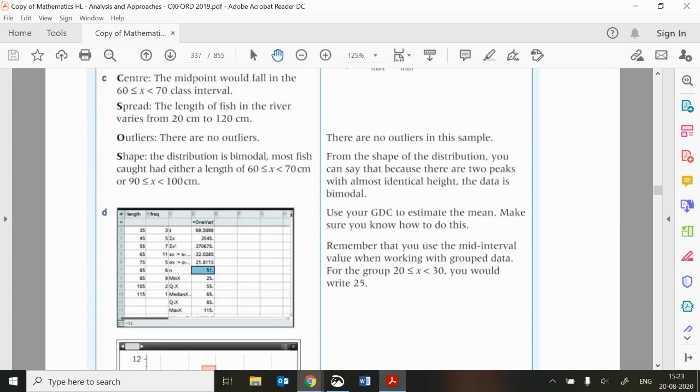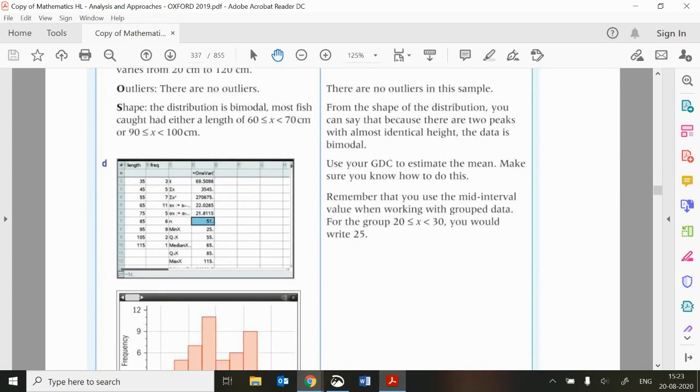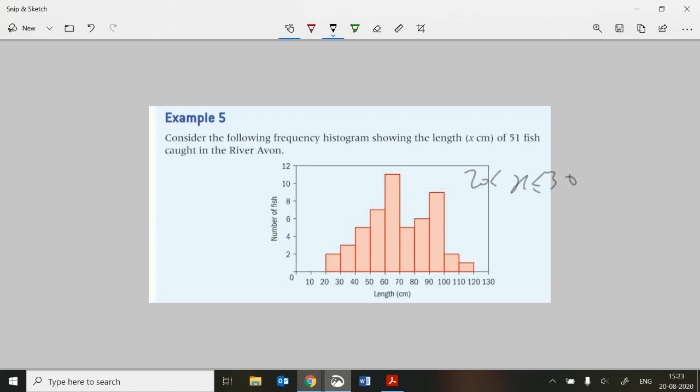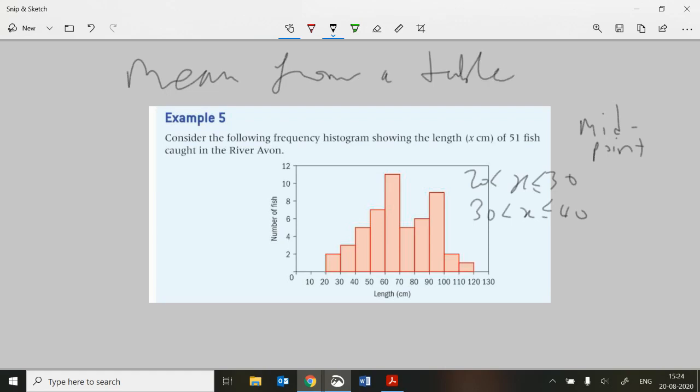Right. Well, they've ignored that issue, by coming up with this on an Excel spreadsheet by the looks of things, or maybe the GDC. Okay, so the first category is from 20 to 30. The next category is from 30 to 40, and then we've got a midpoint. Hopefully you've seen this before for mean from a table. If you haven't, you can Google mean from a table. Okay, and so you've got your midpoints, which are 25, 35, and so on.